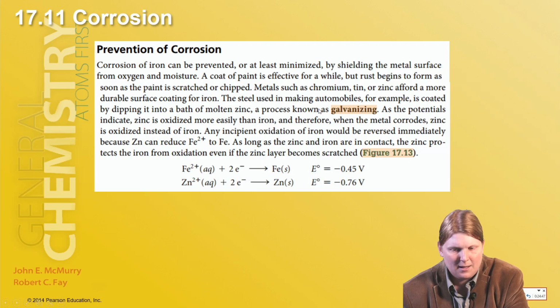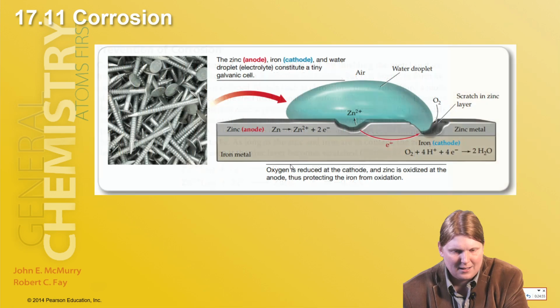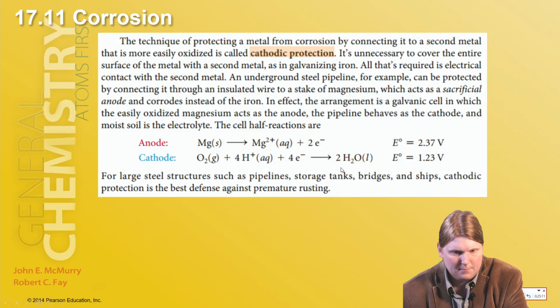Steel used in making automobiles, for example, is coated by dipping it in a bath of molten zinc. This way the zinc corrodes first and feeds electrons back into the iron. They have nails and stuff like that too that are galvanized. They're coated in zinc, and the zinc reacts first, and then it can give electrons back and produce zinc oxides instead of these iron oxides and help protect the metal.